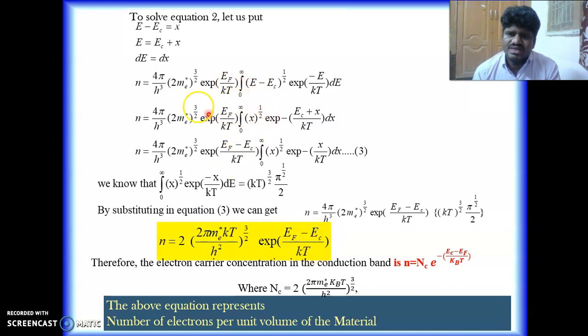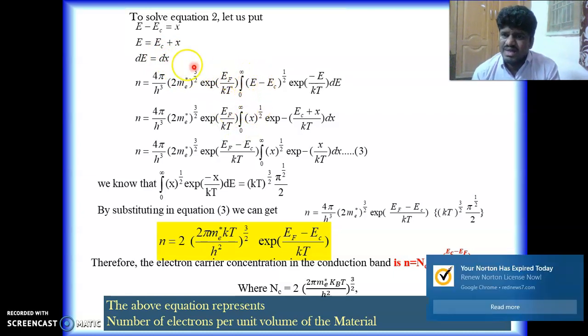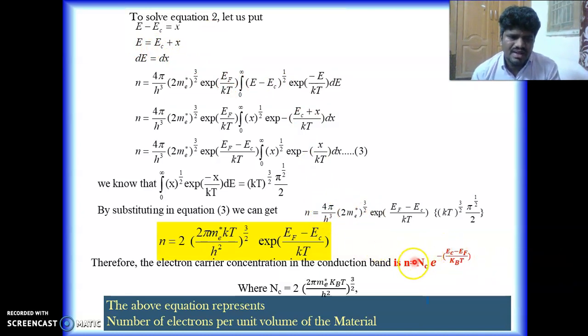This is a very simple derivation. You just have to assume that E minus EC by KT is equal to X. After general simplification, you have to apply the integration from 0 to infinity, because the limit of E is EC to infinity. Then for easy writing and remembering, we can write the same equation as N is equal to NC e power minus EC minus EF by KBT, where NC is this value. This equation represents the number of electrons per unit volume in the conduction band.